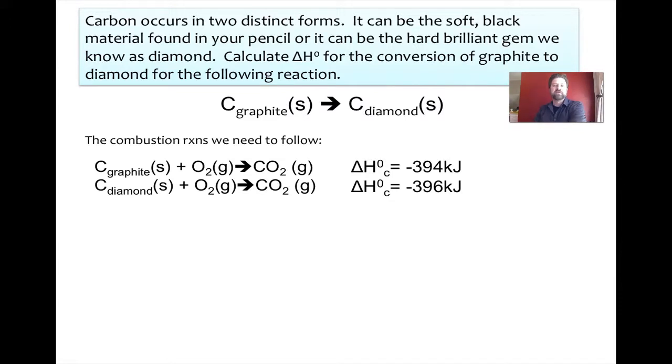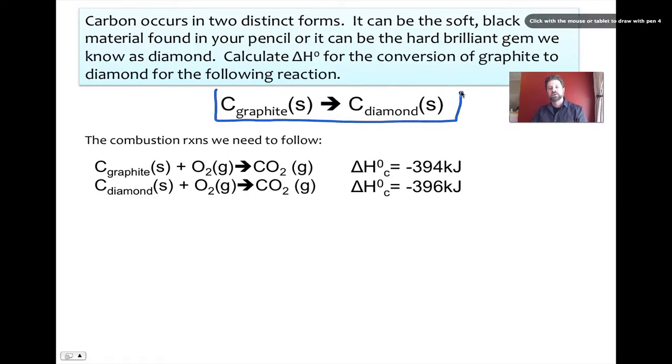Carbon occurs in two distinct forms. It can be soft black material found in a pencil. Of course, pencils don't contain lead. It's actually graphite. Or it can be the hard, brilliant gem we know as diamond. Calculate delta H for the conversion of graphite to diamond for the following reaction. So here they give us a model equation to allow us to change these two equations here to finally wind up as this equation that we were given.